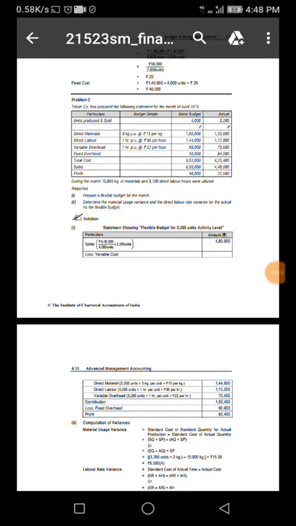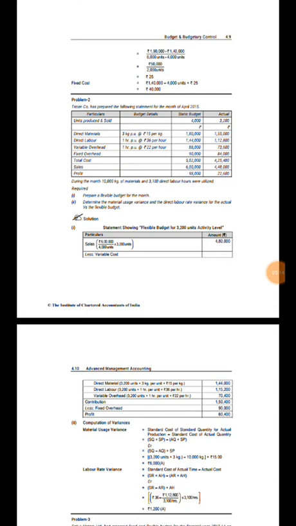Question number 2. Tricon company has prepared the following statement for the month of April 2015. So units produced and sold are given. Static budget is there, 4,000. Actually produced 3,200. Direct material, direct labor, variable overhead, fixed overhead, total cost is given respectively for static budget as well as actuals.